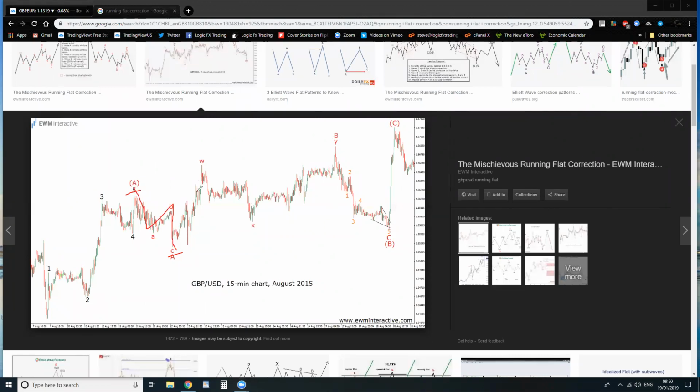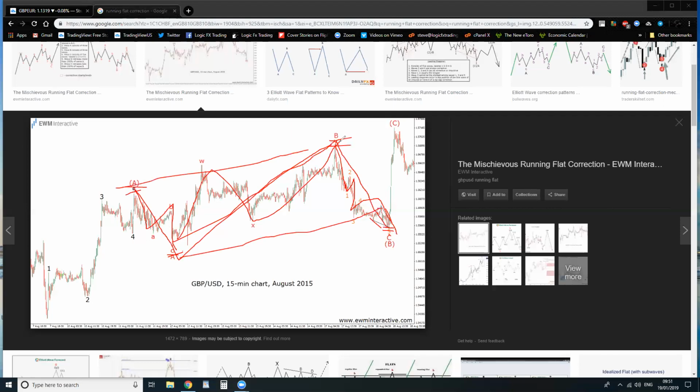Then they have a complex correction for a B that runs from there to there, like that. And then they have a 5-wave impulse down here for a C, which ends in an ending diagonal there. But the important thing is that B is above the start of A, and C is above the end of A. So there's your A, your B, and your C, and if you were to draw a trend line between them, it would run like that.